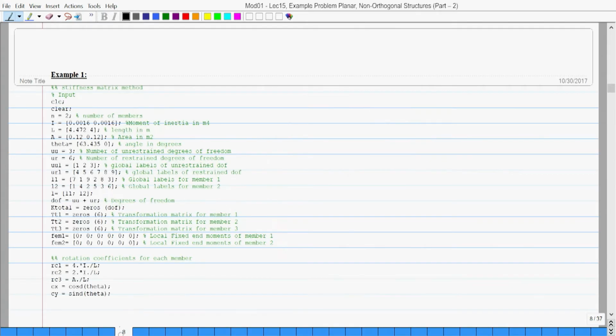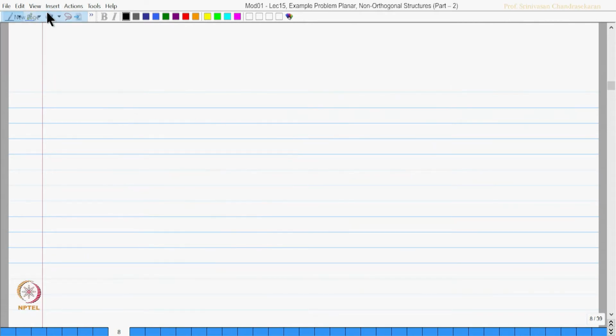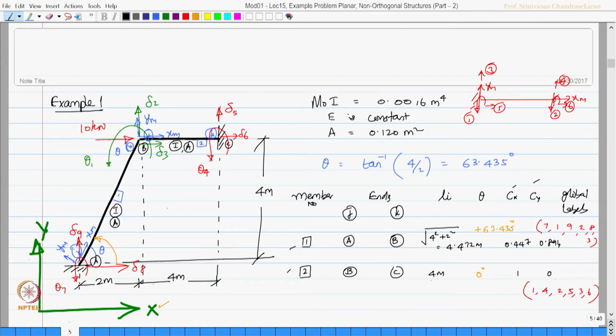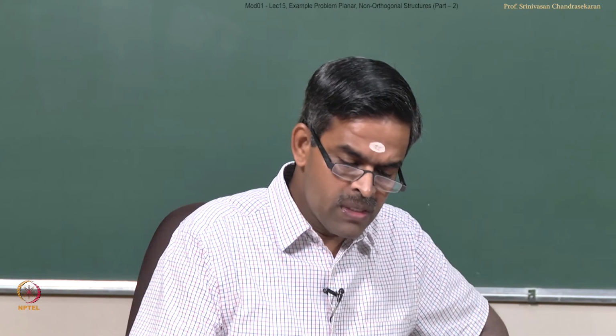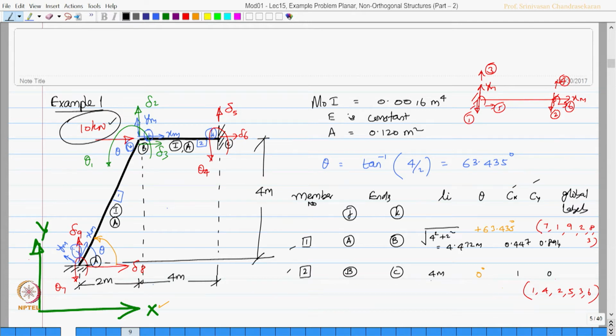Let us estimate the joint load vector, because if you look at the figure, the structure does not have any member loading. It has only one load in the joint. So, directly I can write the joint load vector, because there are no fixed end moments generated by the loads on the member. One carefully can observe that this 10 kilonewton load is applied along with the degree of freedom, which is 3, remaining all joint loads are practically 0.